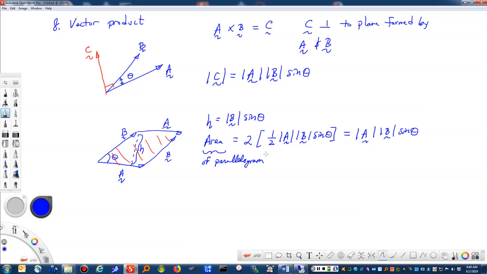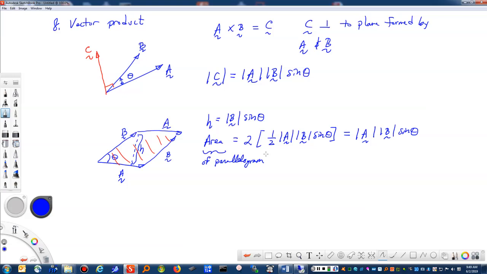So if we have two vectors and we do their cross product, we find the magnitude of the cross product. We have a vector that's formed perpendicular to that plane by A and B, but the length of that vector C happens to be the same as the area of the parallelogram that would be formed in the plane of A and B by those two vectors. So we can give that relationship to a geometrical entity in that way.